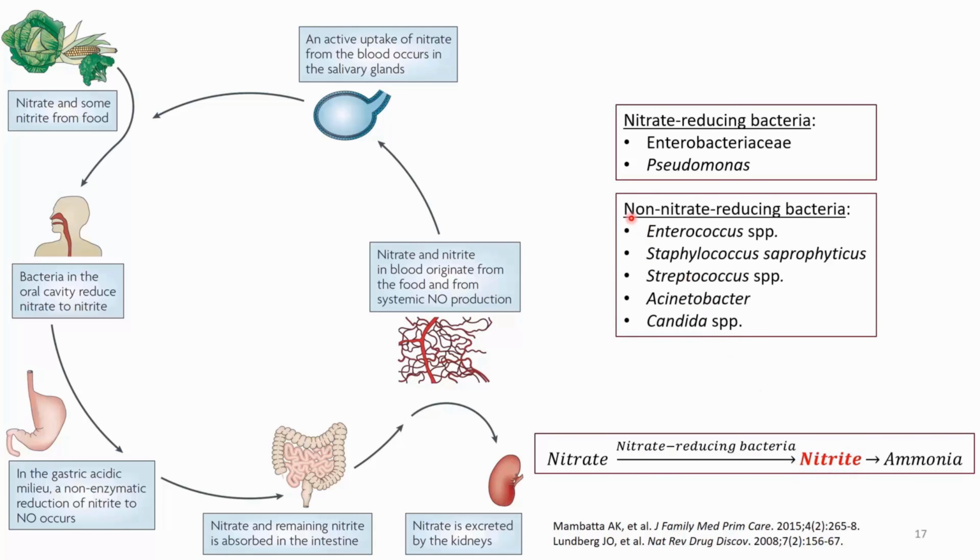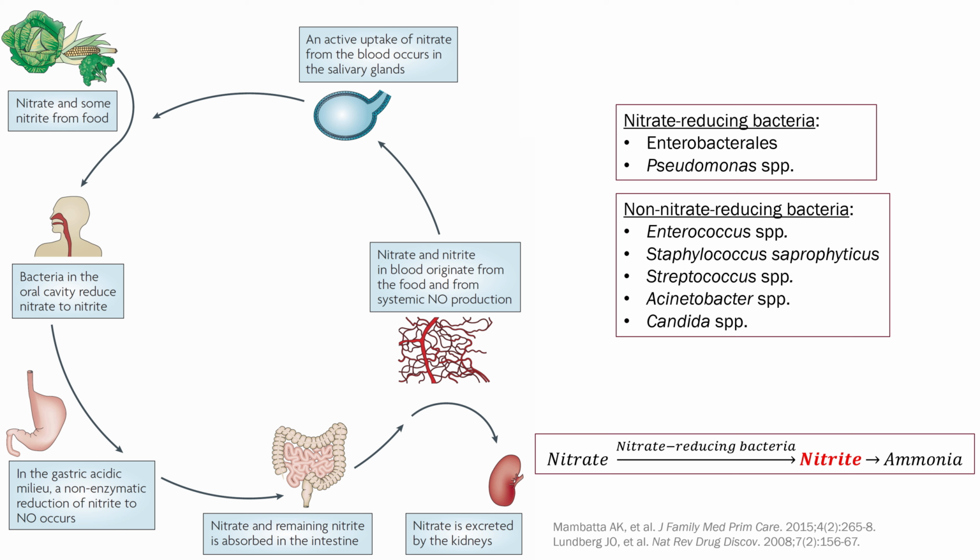To make it more complicated, there are also non-nitrite-reducing bacteria. So if you have any of these in the urine, they're not going to touch the nitrate, so your nitrite will be negative again. So it's not a perfect test. If nitrite is positive, it suggests that there are bacteria, but if it's negative, you need to keep looking.